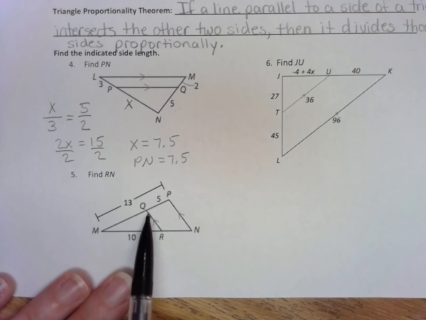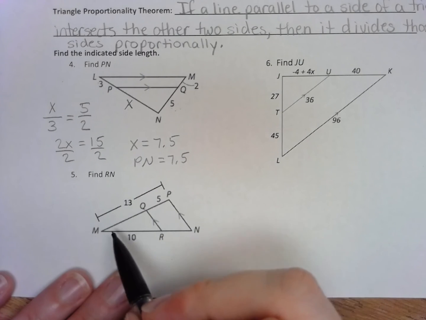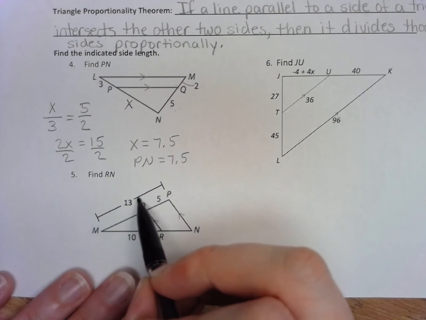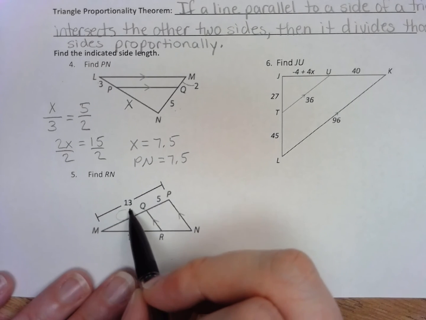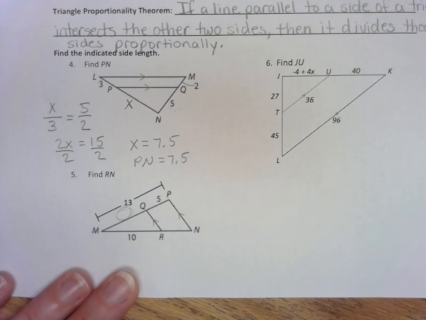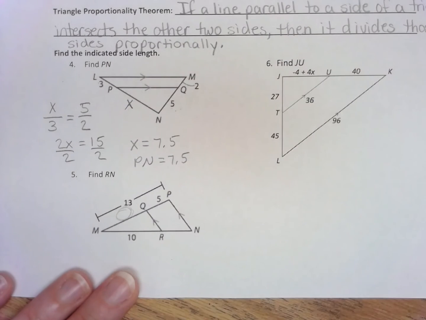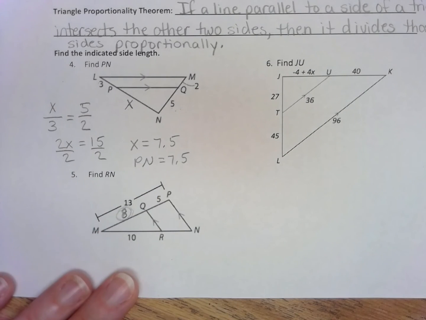Notice in this one we do have that line that is parallel to one side of the triangle. But when they cut that triangle with that line, they didn't give us the value of the piece, they gave us the whole value of the whole triangle side. So if we know this whole piece right here is 13, we can find this little piece by a simple subtraction. Just take 13 minus 5 to get 8, because you'll need to know that little piece in order to set up your ratios.